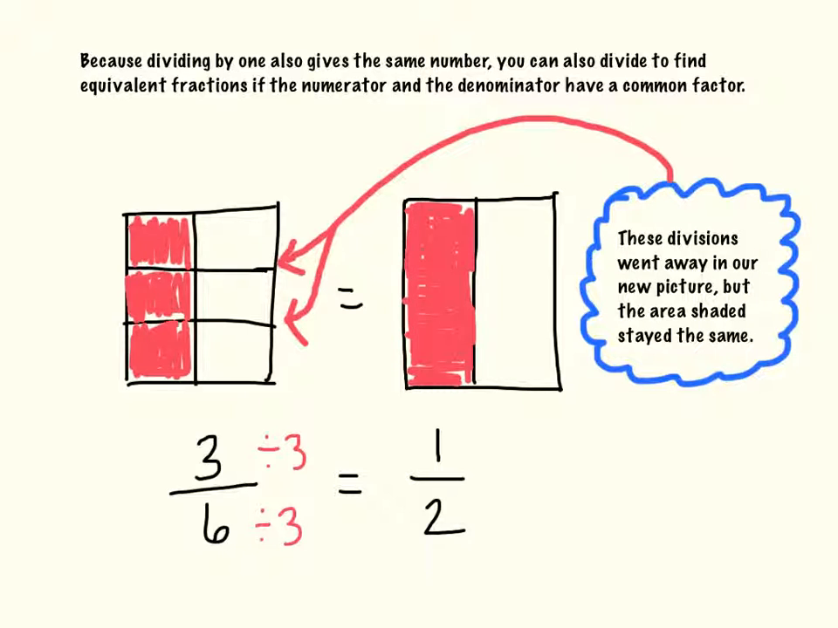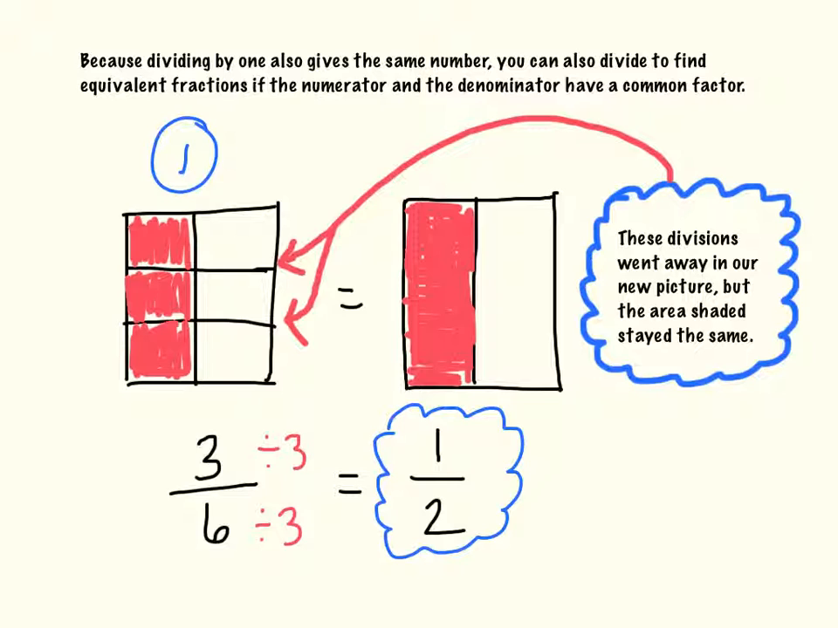So we can also divide to find equivalent fractions if you notice that the numerator and the denominator have a common factor. So if you look at the first picture here, okay, we have 3/6. And if we divide the 3 by 3 and the 6 by 3, then we end up with the fraction 1/2. And 1/2 is equivalent to 3/6. You can see in the picture that they're the same amount of space shaded in.